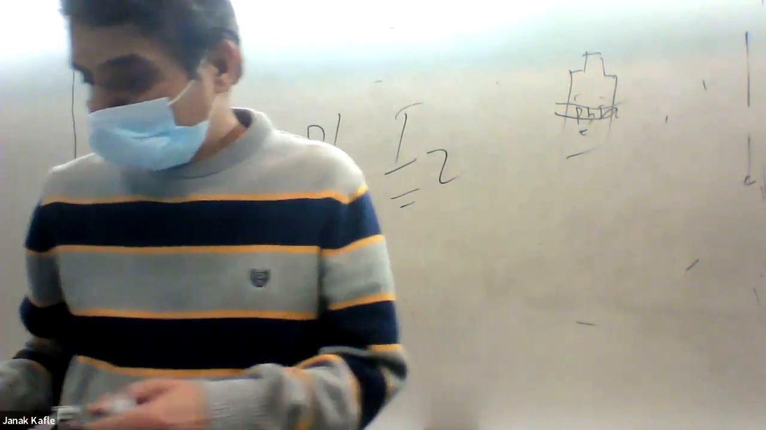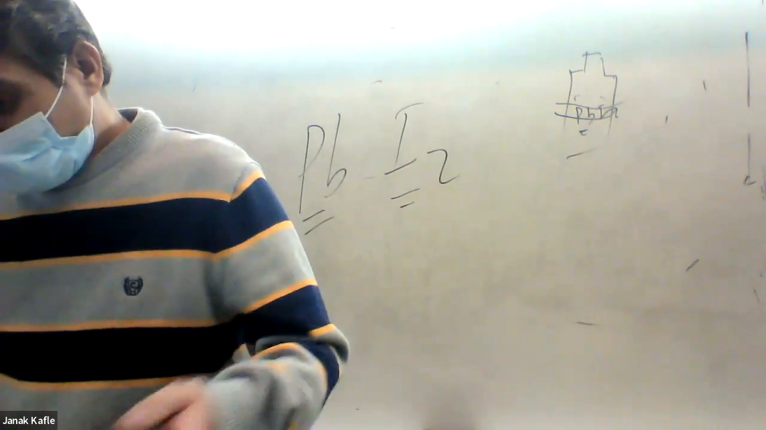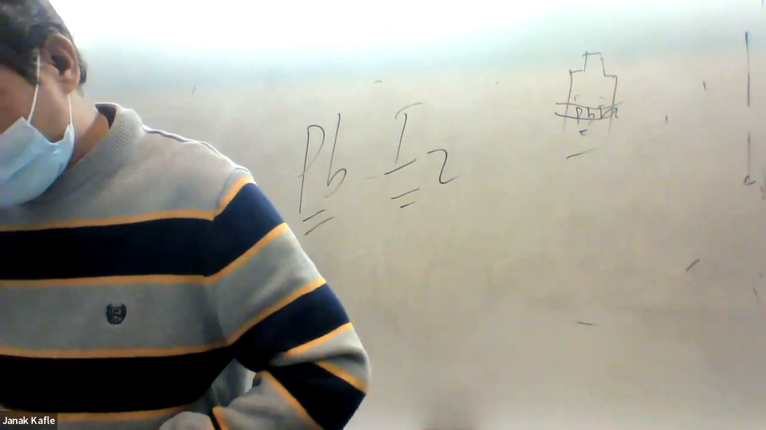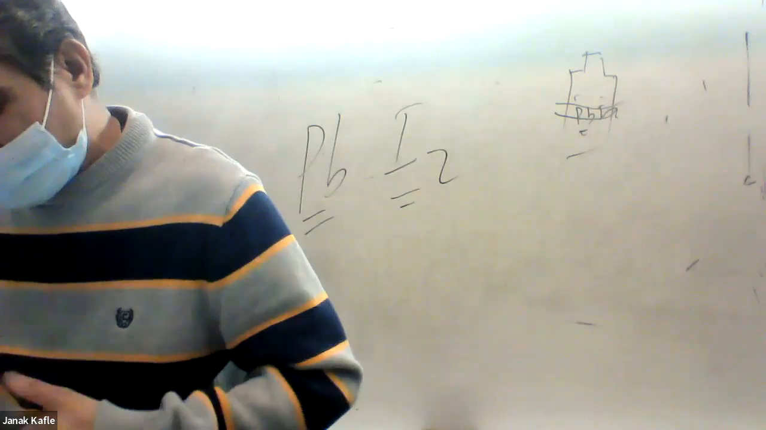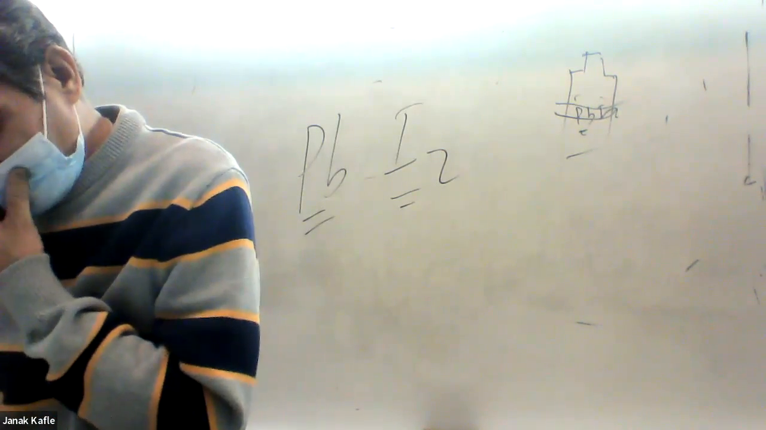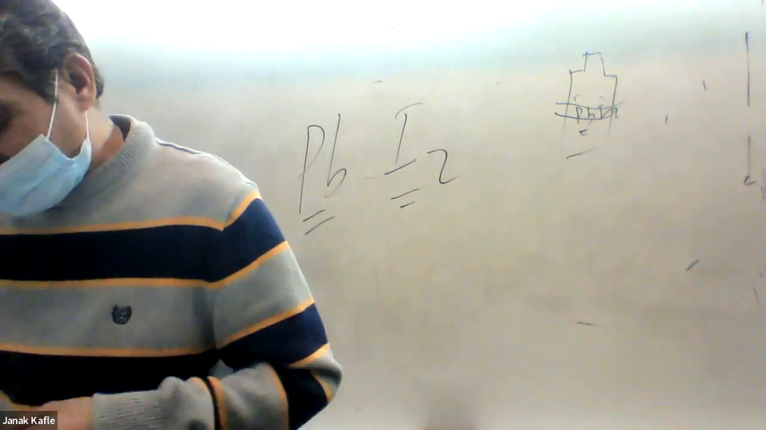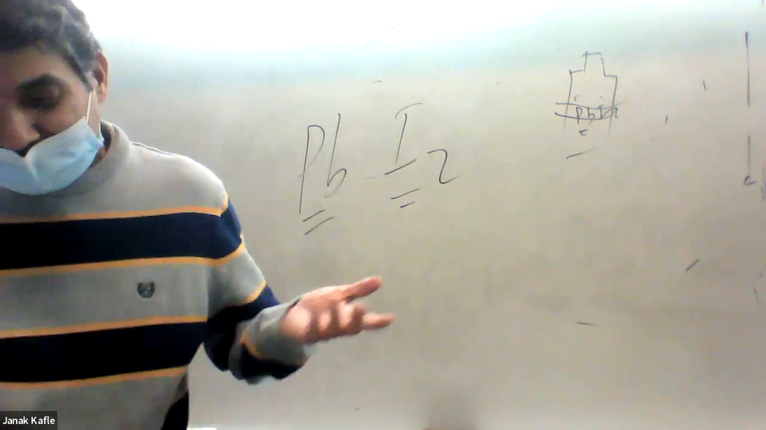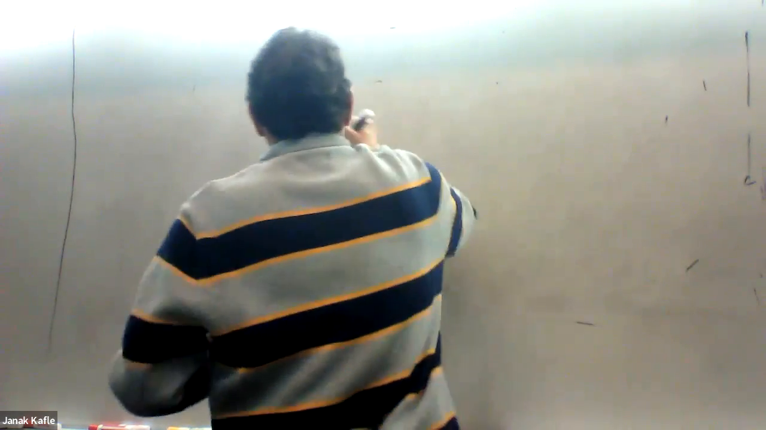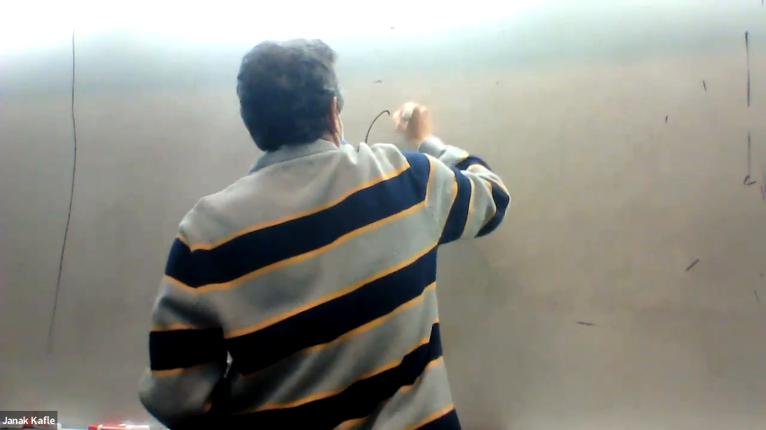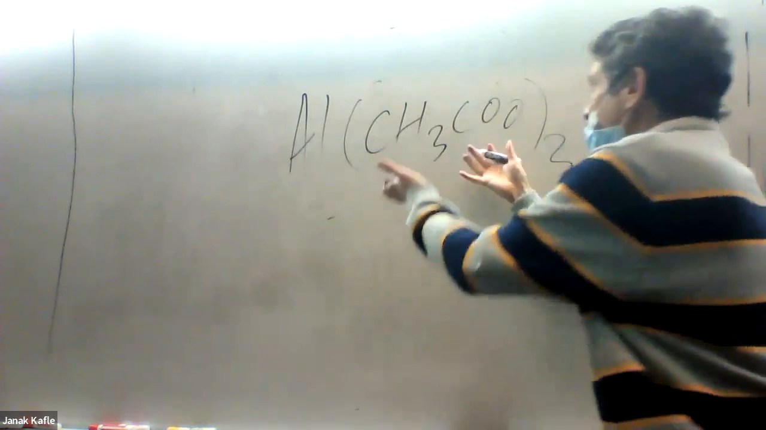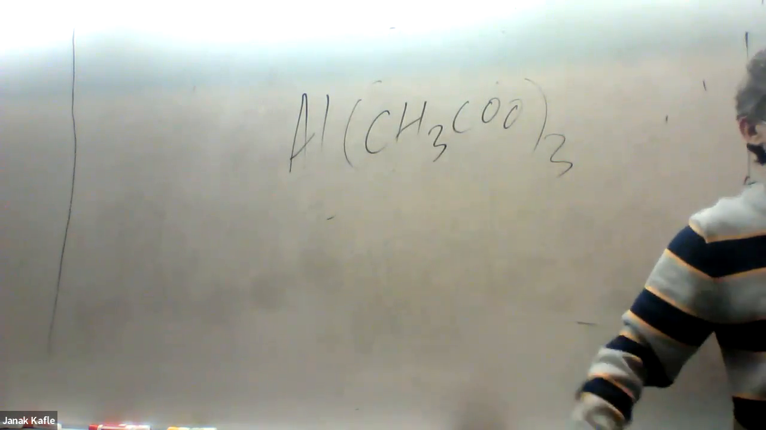If you practice from this table, you can easily practice the previous table. So I think this is the easiest table to work with. So let's write one compound, Al acetate. I'm going to write something like this: Al(CH3COO)3. Is this compound soluble in water or not soluble, without doing an experiment?